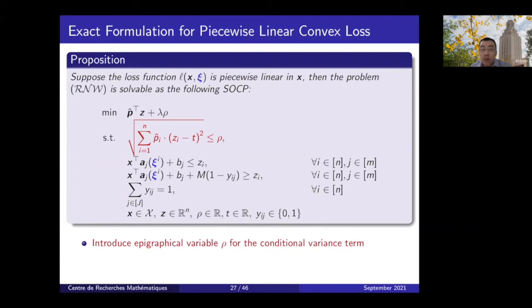Here we introduce an epigraphical variable rho to bring the conditional variance term into the constraint. And then we introduce binary decision variables Yij, which indicate the affine piece J that takes the largest value for that scenario, psi I. That means that Zi will coincide with the maximum value. So this is a mixed integer second order cone program that can be solved using any of the off-the-shelf solvers like Cplex or Gurobi.